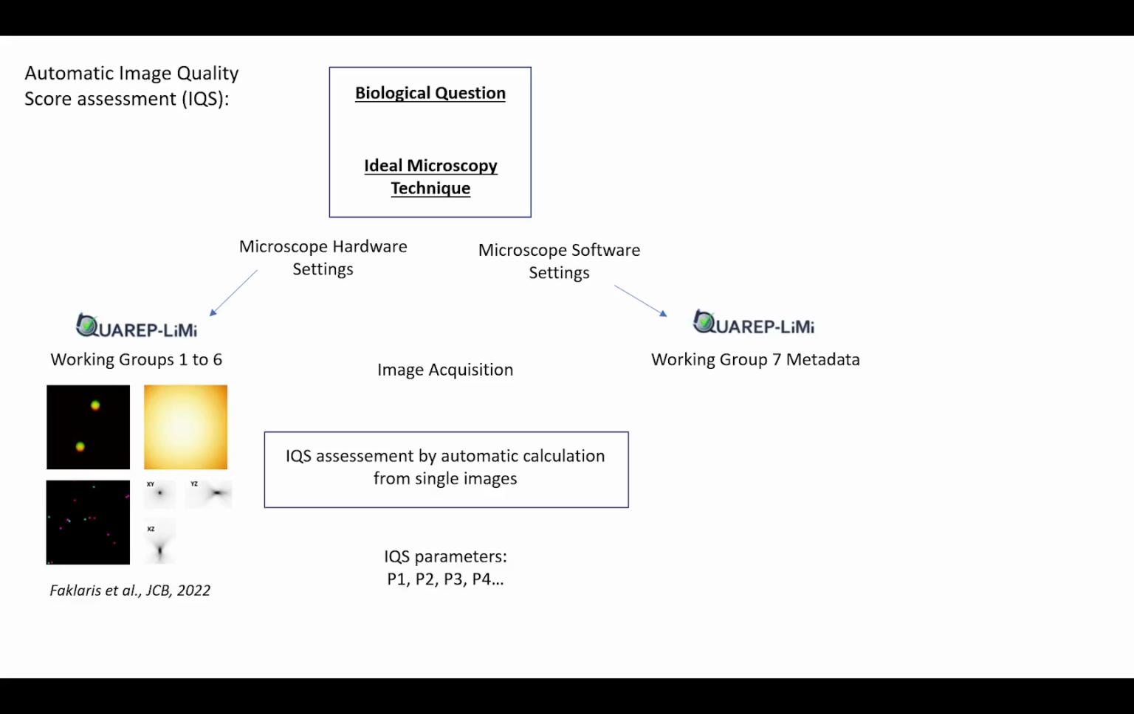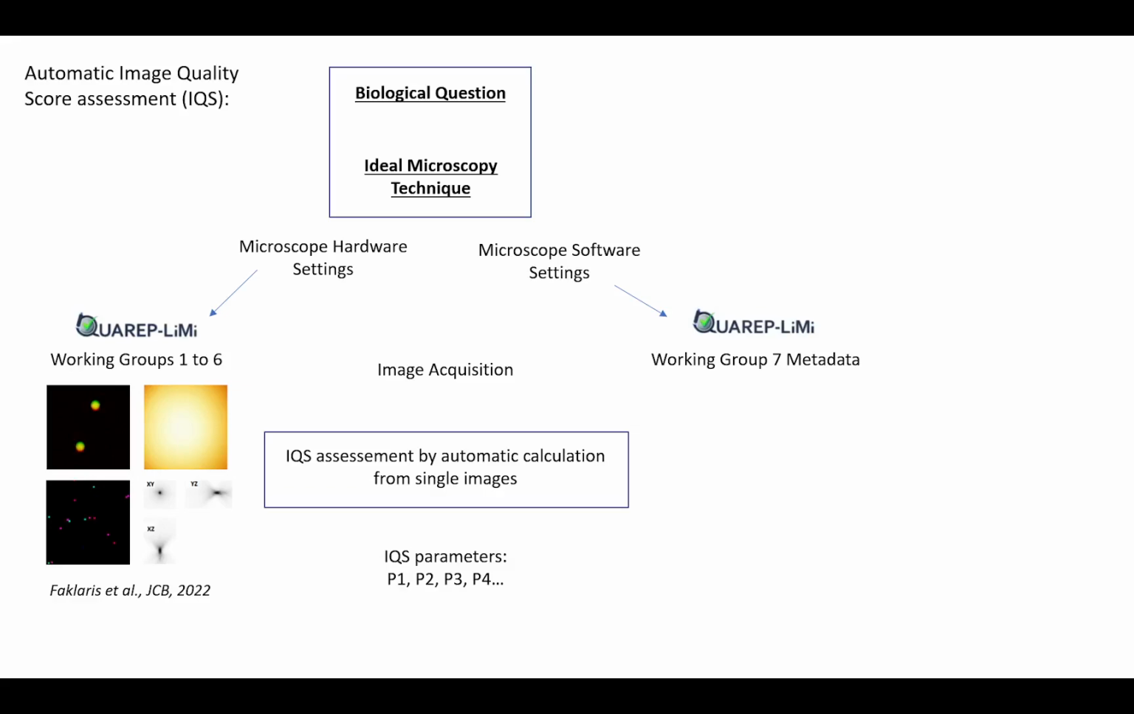The health of the microscope should first be assessed, preferably using the protocol established by QUAREP working groups 1 to 6, or by looking at the work of Faclaris and colleagues. Each of the measurements, such as the PSF or co-registration, can lead to a confidence index on the acquired image. Secondly, we need to look at the metadata from the microscope, because an image without any metadata is a useless image. For this, we are working in collaboration with the Working Group 7 metadata of QUAREP LiMi.